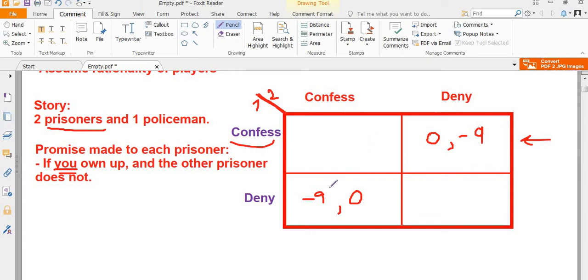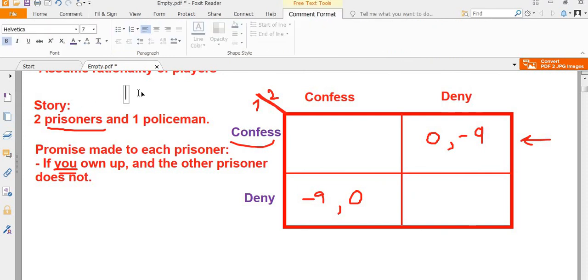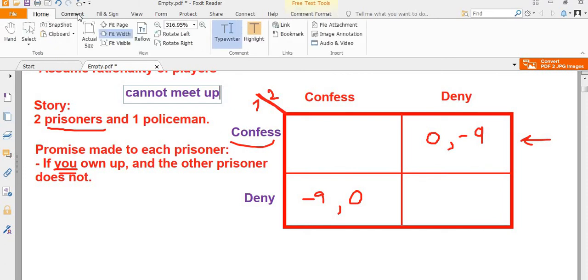So this is the situation if both of them make separate decisions. Their decisions do not match up, because remember, these two prisoners cannot meet up. So let me just write that down. Cannot meet up. They cannot decide on their decisions by discussing. So they have to make their own decisions unilaterally without talking to the other person.